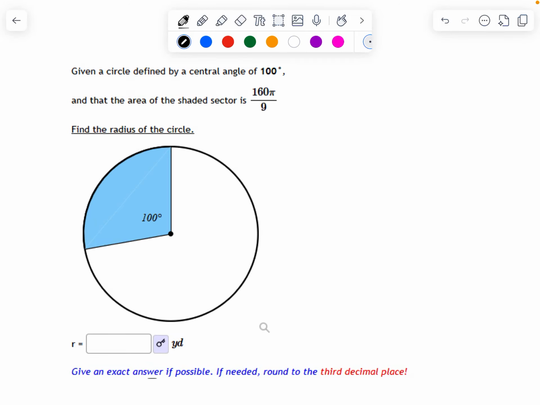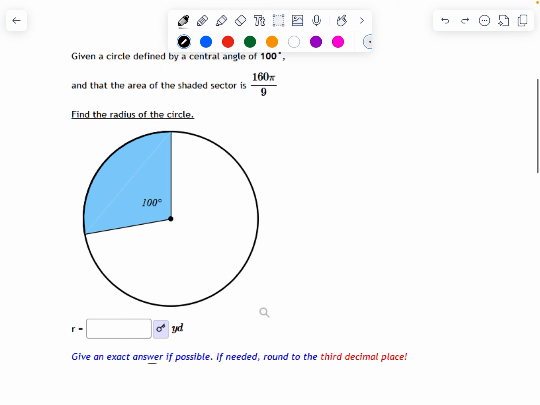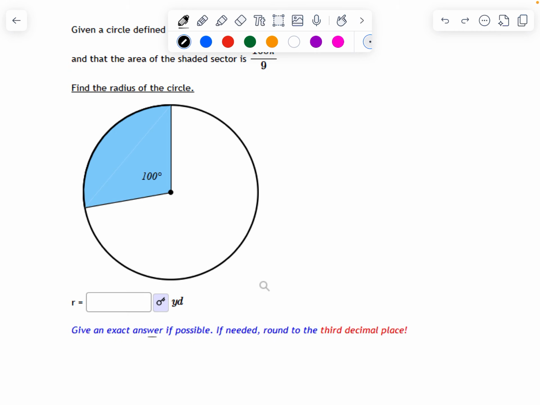Hello and welcome. So we have a circle defined by a central angle of 100 degrees, and the area of the sector given to us is 160 pi over 9. And then we have a diagram to show that, and it's asking us what's the radius of the circle, meaning radius is center to outside. It's looking for what is that length there. Okay, so we're looking for what is the radius.